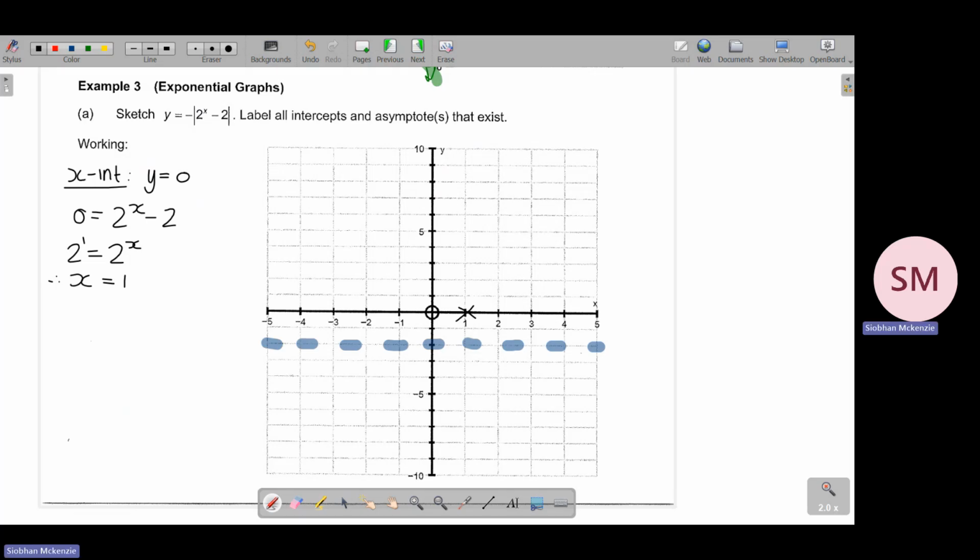Now we want to find another point so we get a nice shape. Should we just substitute in 2 and see what that is? We could. You can substitute in anything, but let's keep it as simple as possible. So it's 4 minus 2, which gives you 2. So at x equals 2, we have a y value of 2, which is that point over there. An exponential function, so it's going to go like this.